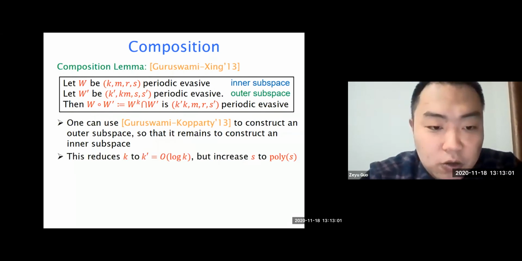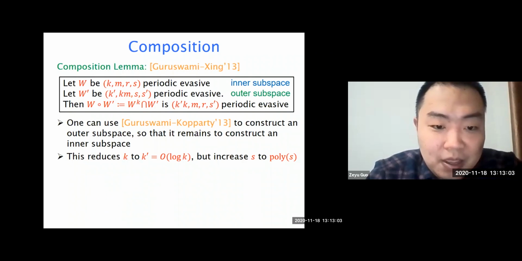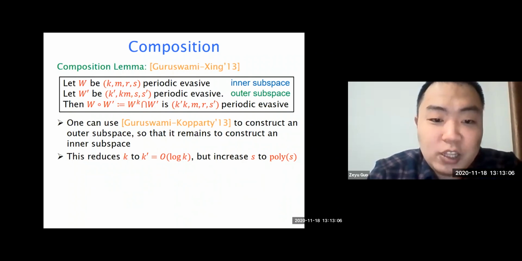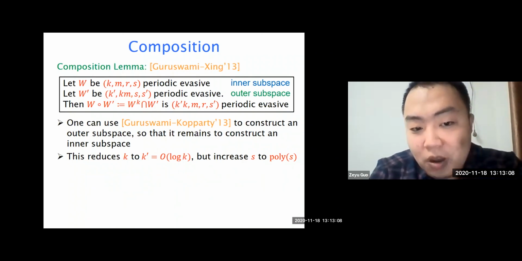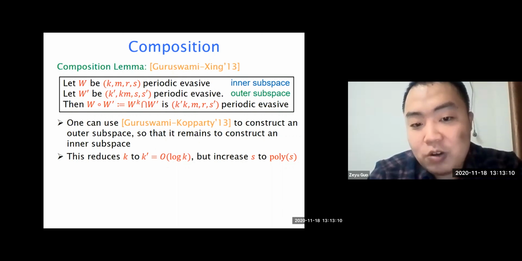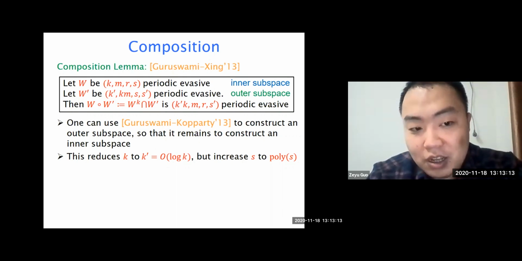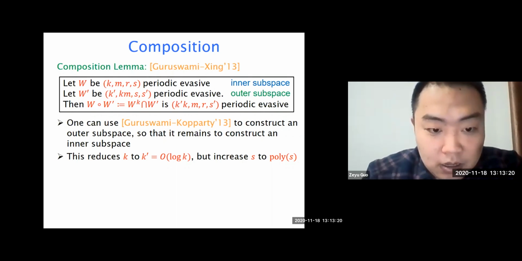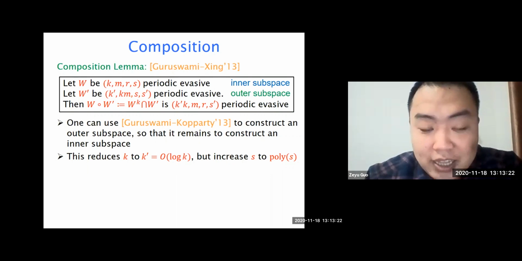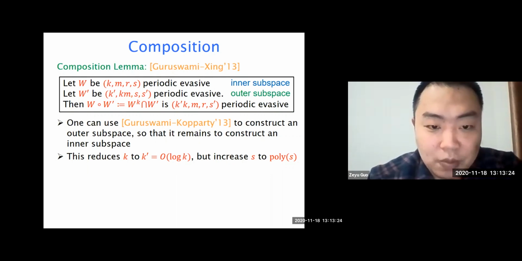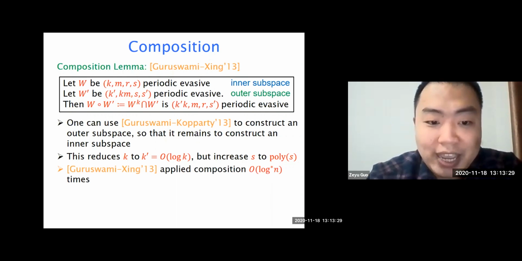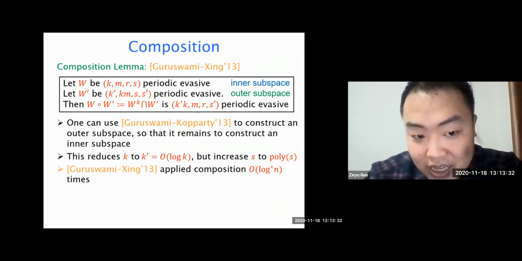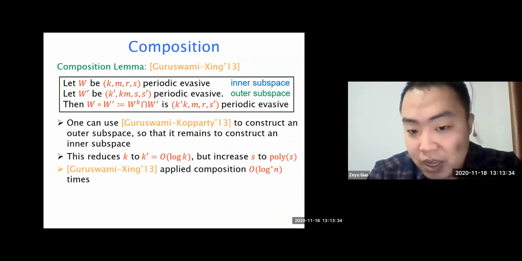And this idea has an amazing effect that it reduces K to K prime, a much smaller parameter K prime of order only logarithmic in K, because now we only construct the inner subspace. But the downside of this is that it increases the parameter S to poly S. And we can continue this idea, repeatedly using this idea, compose it many times. And it takes log n star times to reduce K to constant. And this is indeed the construction used in Goswami-Xin paper.